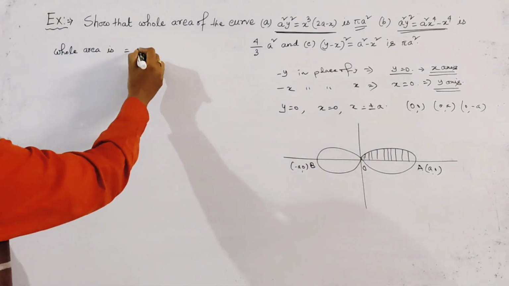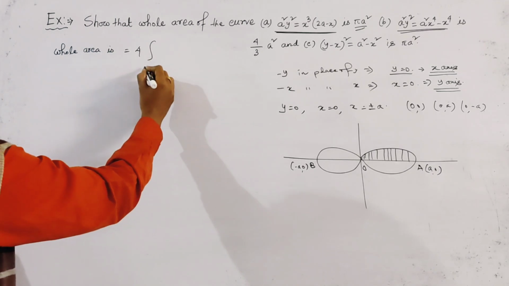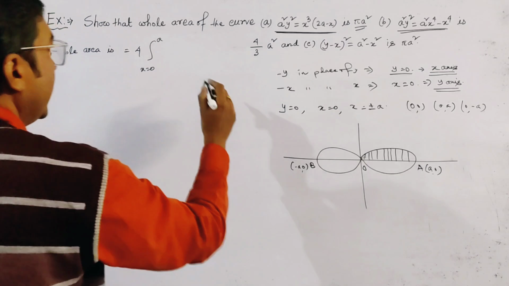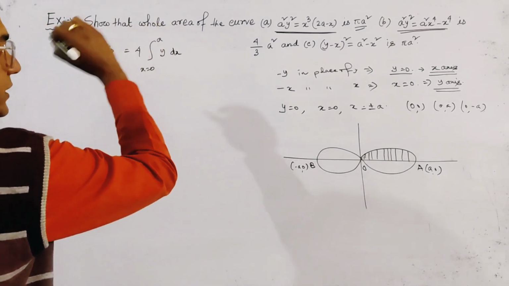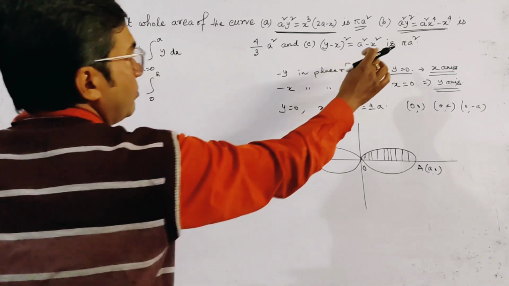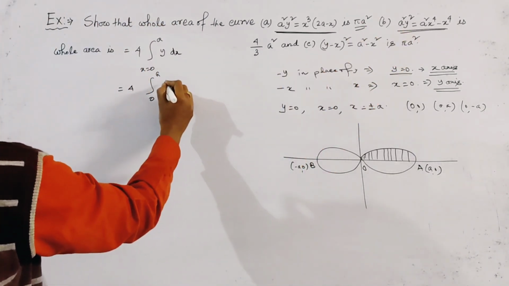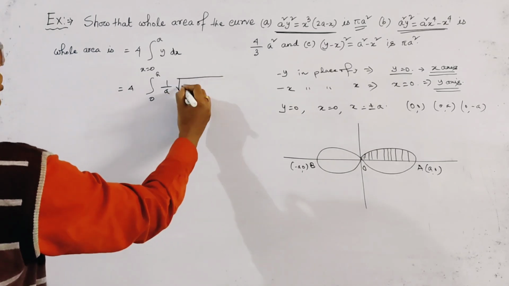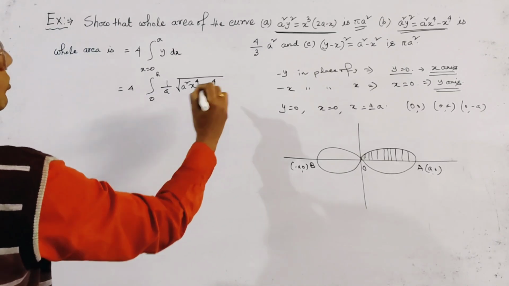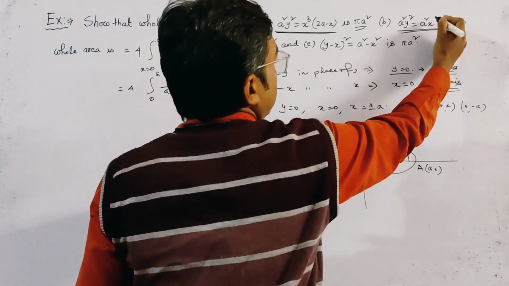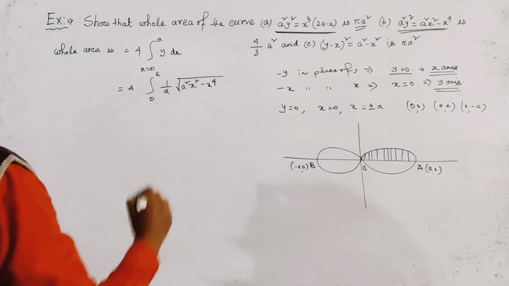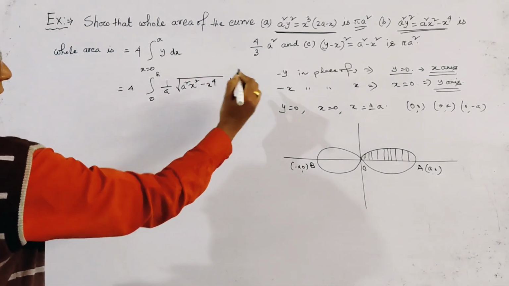So the whole area is given by 4 into integration, x equal to 0 to a, because here x equal to 0, here x equal to a, and this is y dx. Now what is the value of y? This is given by 0 to a. From this we get 1 by a into root of a square x square minus x to the power 4. Right, so we put here x square and there will be a dx.